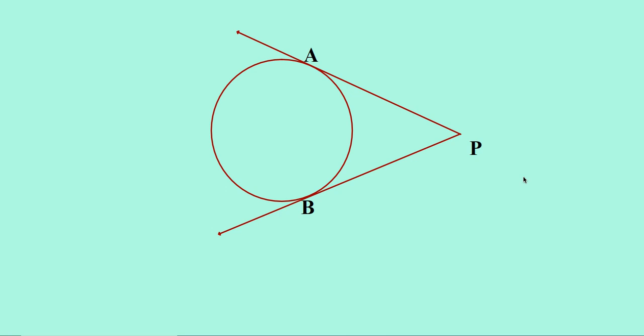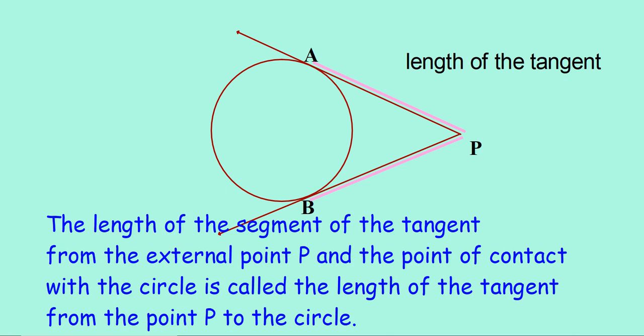Now let us consider the tangents from an external point. Here you can see tangents PA and PB are tangents from an external point. Now the length of the segment PA of the tangent from an external point P to the point of contact with the circle, we can call it the length of the tangent. So here PA and PB are the lengths of the tangents. So we can define the length of the tangent as the length of the segment of the tangent from the external point P to the point of contact with the circle, called the length of the tangent from the point P to the circle.